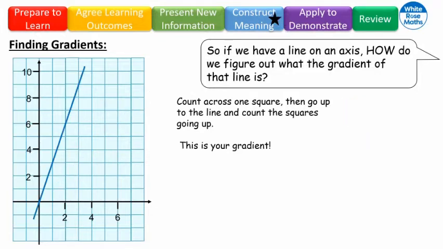Let's have a look at a different example, but applying the same technique. So we go across 1, and we count the squares up, and we get 3. So 1 square across and 3 squares up gives us a gradient of 3. Let's have another look. 1 square across, 3 squares up. It's always good to check your answers.